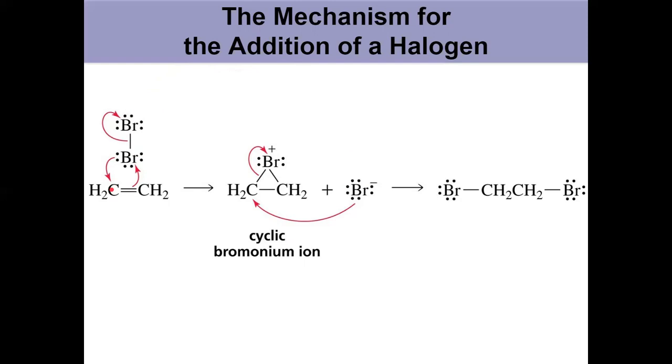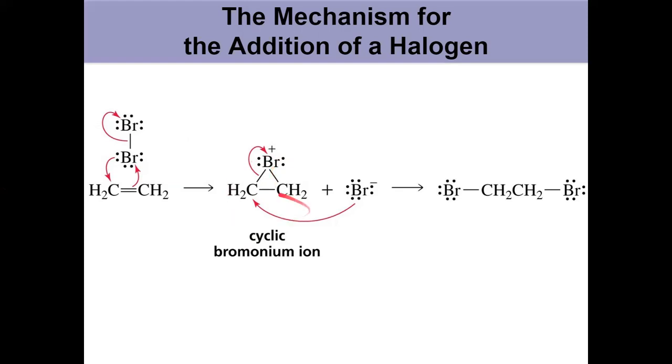But bromine has a large enough electron cloud that it actually approaches this other carbon simultaneously. It's a big cloud that sits right on top of both of these. So notice it forms two bonds temporarily in this intermediate. It's called a cyclic bromonium ion, or if it was chlorine, a cyclic chloronium ion, which again is super convenient because I'm not forming a carbocation, so I don't have to worry about carbocation rearrangement.